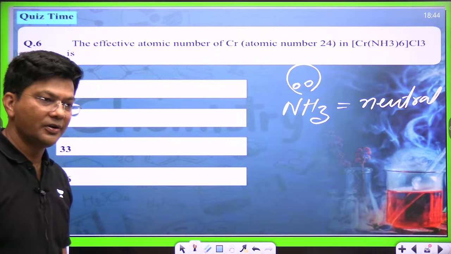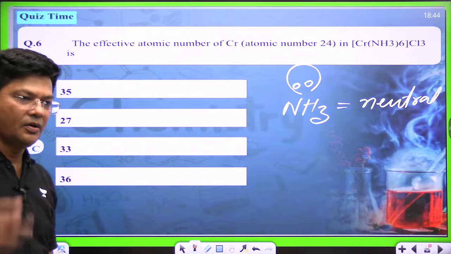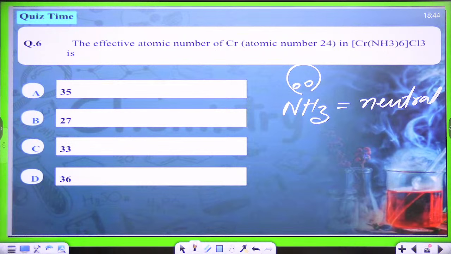Yes, really, Jyoti. You are a very, very good student. Fantastic student. Very good. Darshan is writing 36. That is A. So 36 is D.